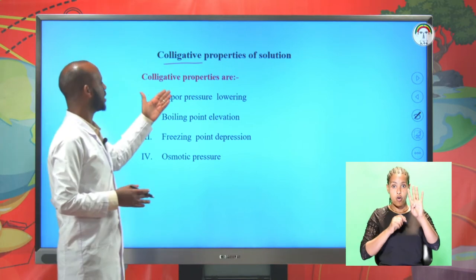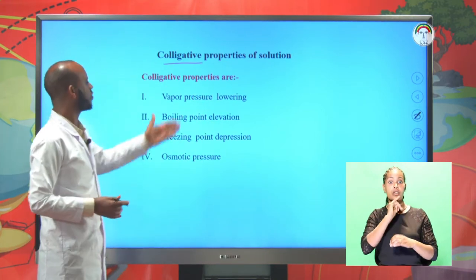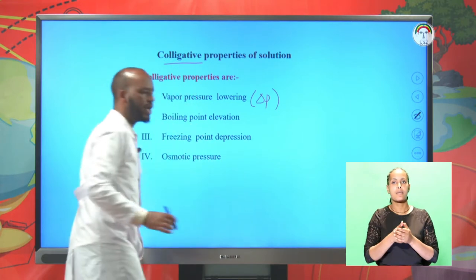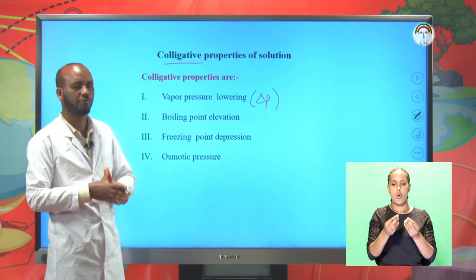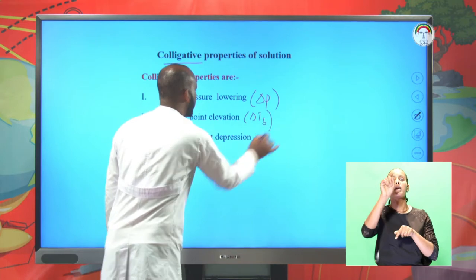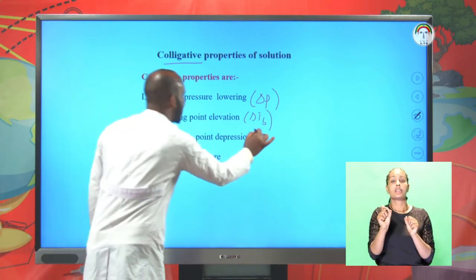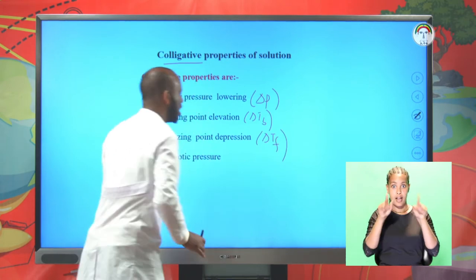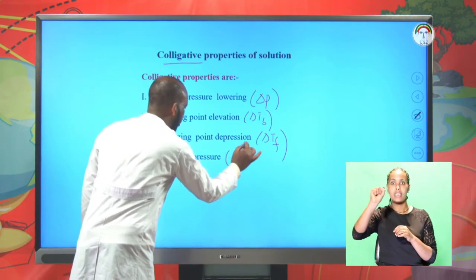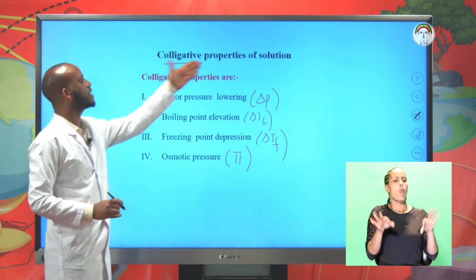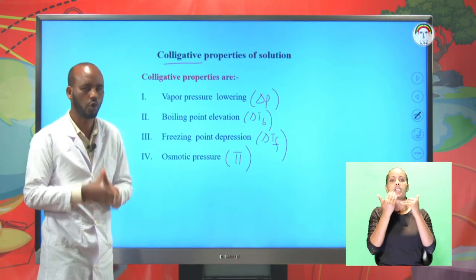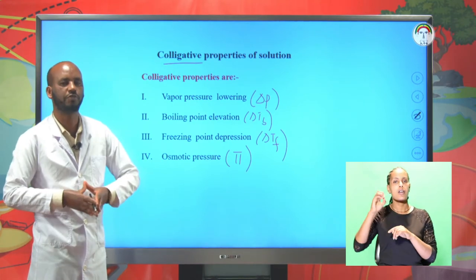The four most important colligative properties of a solution are vapor pressure lowering, denoted by the symbol delta P, which depends on amount of solutes or concentration of solute; boiling point elevation, denoted by the symbol delta TB; freezing point depression, delta TF, lowering in freezing point; and osmotic pressure. These are the four most important colligative properties of a solution that depend on amount of solutes or concentration of solutes, regardless of the kind or nature of solutes.